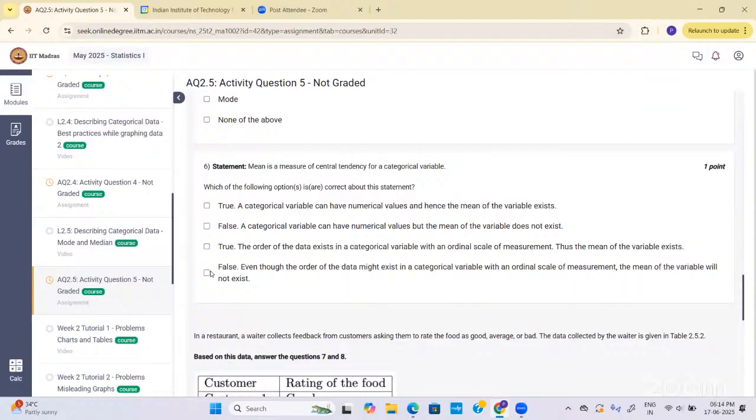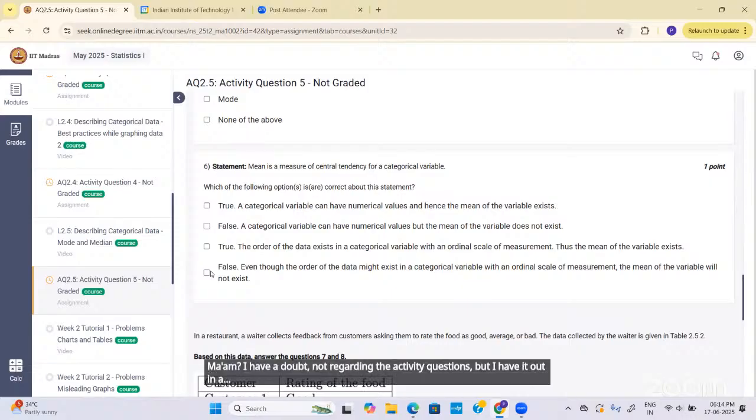Okay, ma'am. Thank you. Ma'am, I have a doubt not regarding the activity questions, but regarding a concept. Ma'am, what are round off errors?